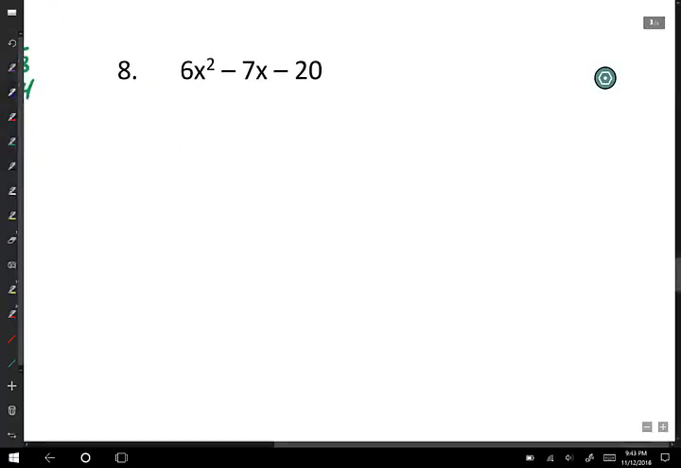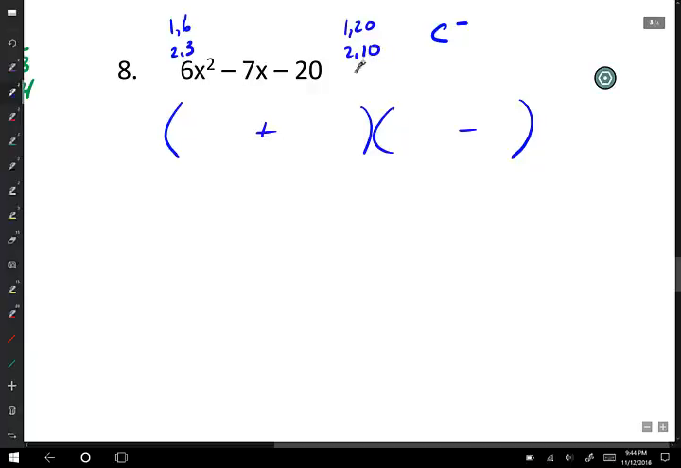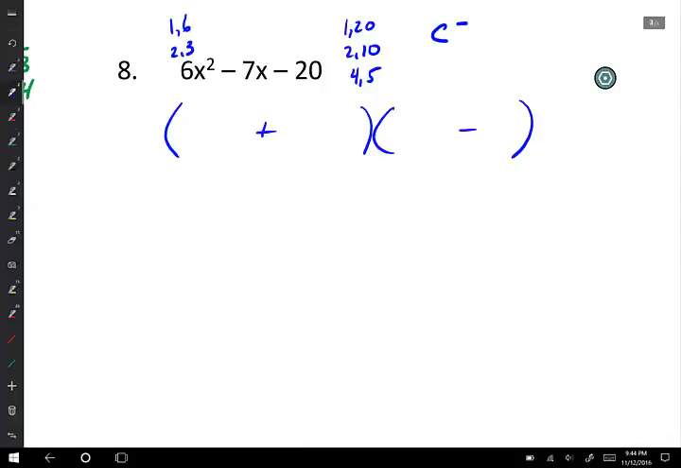First thing, once again, we check the value of our c, and our c is negative. So, what does that mean? That means we're going to have a plus and a minus. Here we have some interesting situations because 6 has two possibilities, 1 and 6, 2 and 3, and 20 has a number of possibilities, 1 and 20, 2 and 10, 4 and 5.